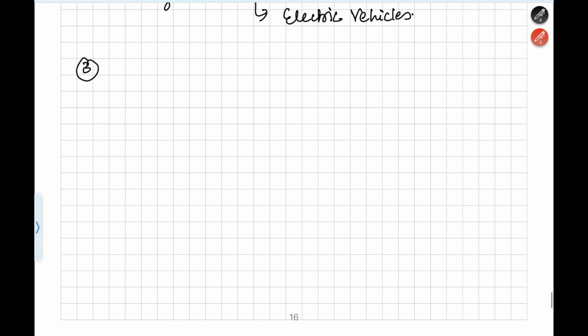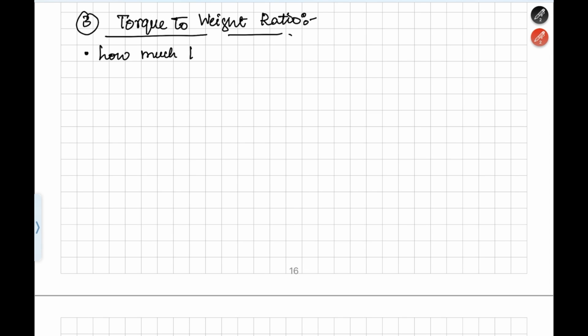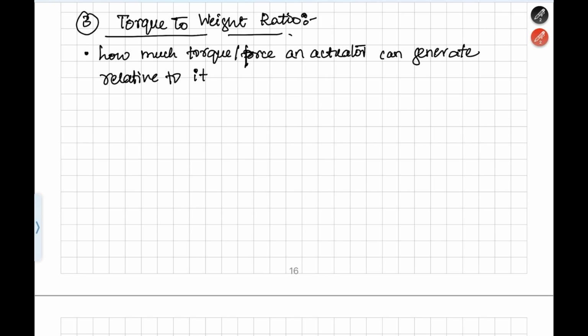Next characteristic we have is torque to weight ratio. This ratio will tell how much torque, or it is also called force, an actuator can generate relative to its weight.